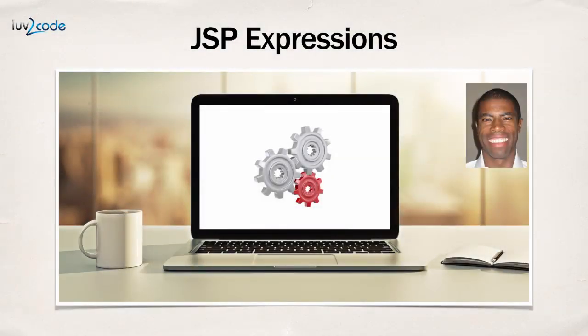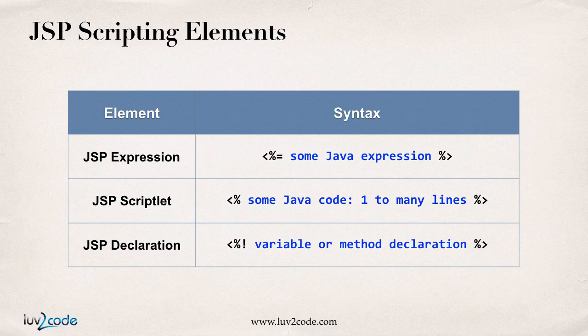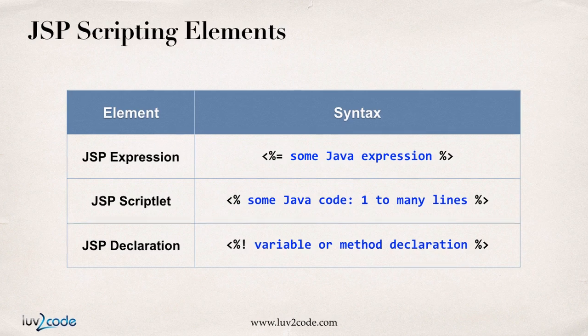Hello! In this video, we're going to learn how to use JSP expressions. So in JSP, there's actually different types of scripting elements. There's three actually: JSP expressions, JSP scriptlets, and declarations. Now, we'll have a deep dive on each one of these topics in separate videos, but I wanted to give you just an overview real quick.